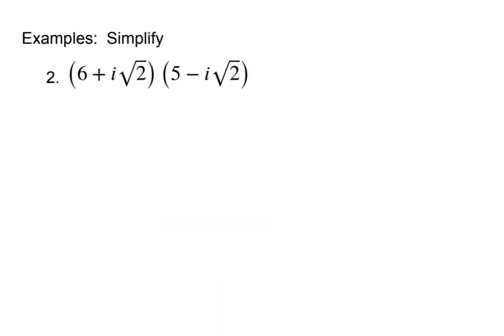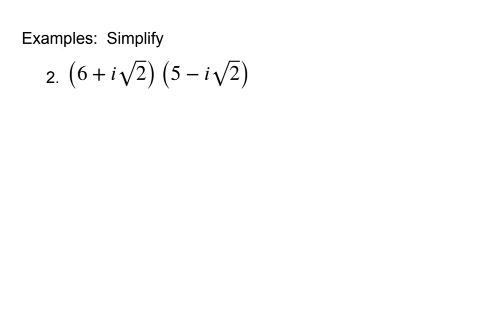Example number 2 is slightly different. We're being asked to simplify again, but here we've got 2 things being multiplied by 2 other things. So we've got a complex number in the first bit. We've got some real stuff, some imaginary stuff. We've got a complex number in the second set of parentheses, some real stuff, some imaginary stuff, and we're going to multiply them. This works a lot like when we would do this with x's. So we could use distributive property or FOIL to do this.